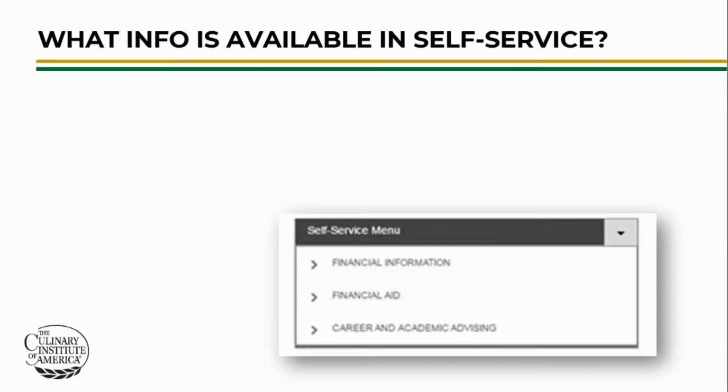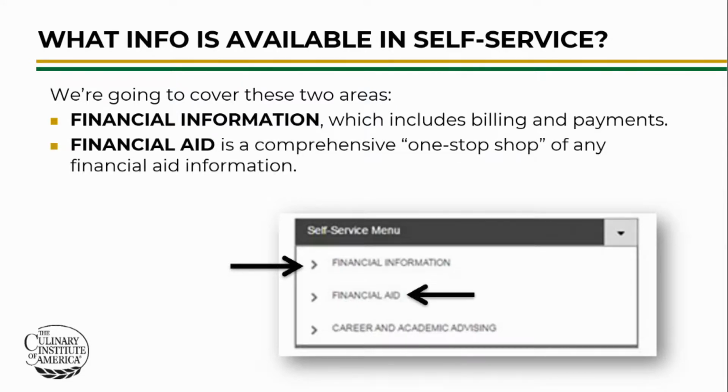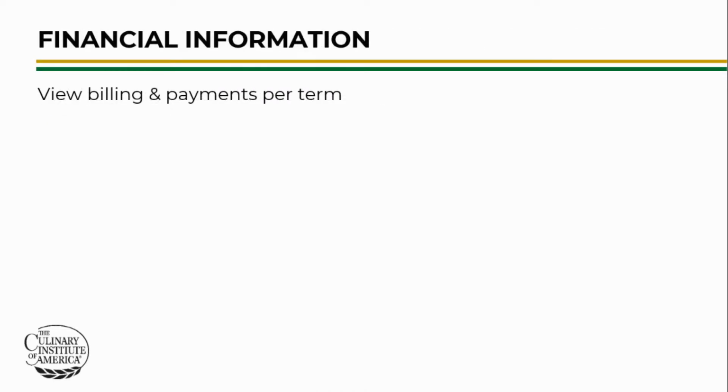And what information is available on this page? So there's two areas that we're going to go over in detail. That's financial information. That includes all billing and payment information, so that's anything related to the student account. And then there's also financial aid, which is a comprehensive one-stop shop of any financial aid information. So that includes reviewing and accepting your financial aid, including government loans you were awarded, as well as federal work study. And we'll go all into that in detail. So the first thing we're going to go over is that first part, financial information.